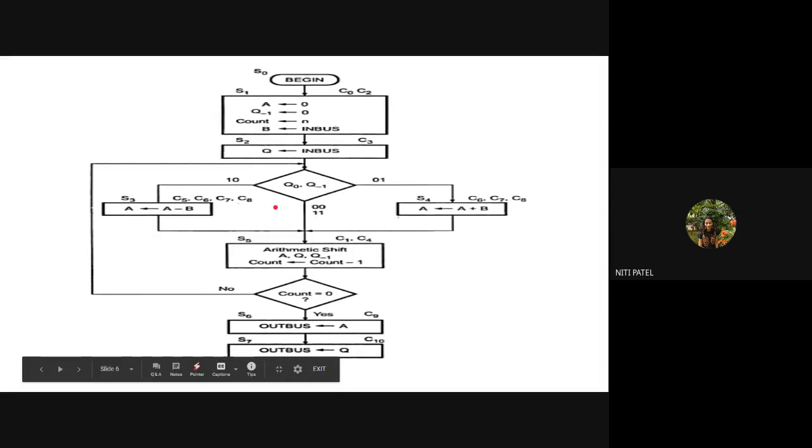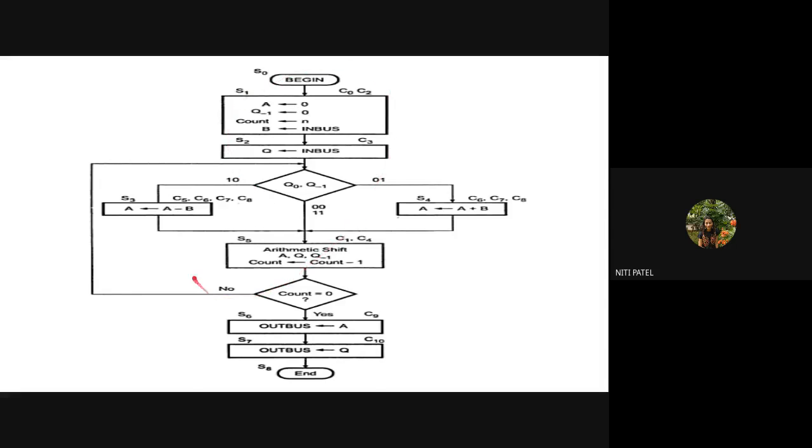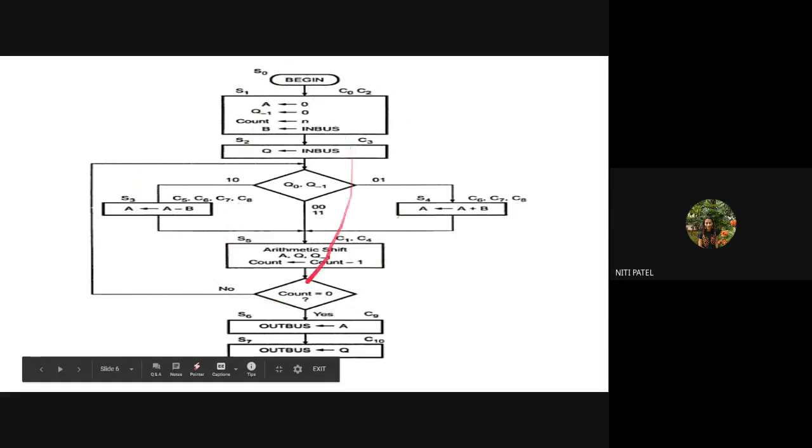Okay, so now if you see the previous algorithm or the previous flowchart and this flowchart, you will find some new terms like C3, C0, C2, S1, S0, S2. Can you see those numberings given everywhere?